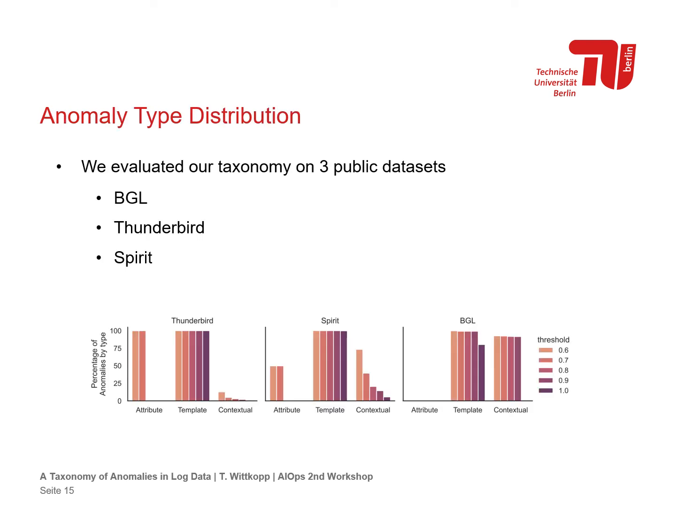Since the scores each give values between 0 and 1, we looked at the distribution of the different anomaly types for different thresholds on 3 publicly available datasets, namely BGL, Thunderbird, and Spirit. As soon as the scores exceeded the threshold, we classified the anomaly accordingly. It is interesting to note that the BGL dataset has no attribute anomalies at all, and the other datasets also have none once the threshold is high. The template anomaly is the most common anomaly in all datasets.